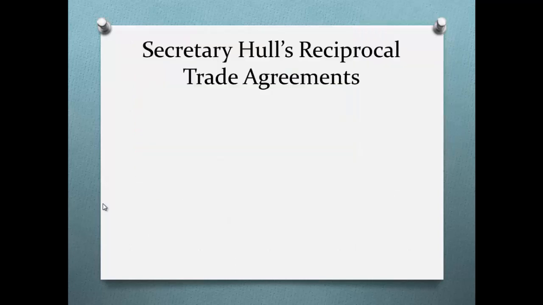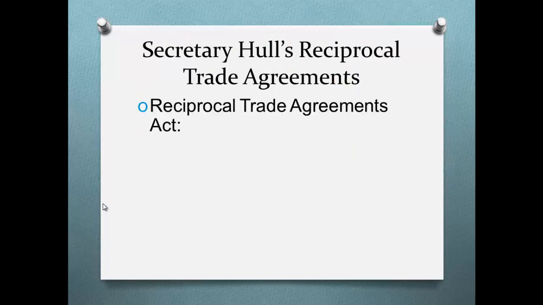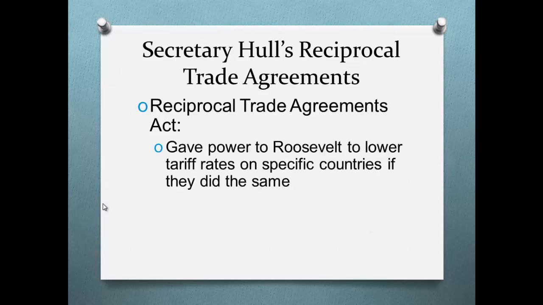One issue that we'll see in the 30s is the issue of tariffs, which has really been around forever in U.S. history. And the Reciprocal Trade Agreements Act under FDR is fairly important. What it does is it gives Roosevelt the power to lower tariff rates on specific countries if they did the same. So let's say, for instance, the U.S. lowers tariff rates on British-made goods. Roosevelt could do that if Britain lowered rates on American goods as well.